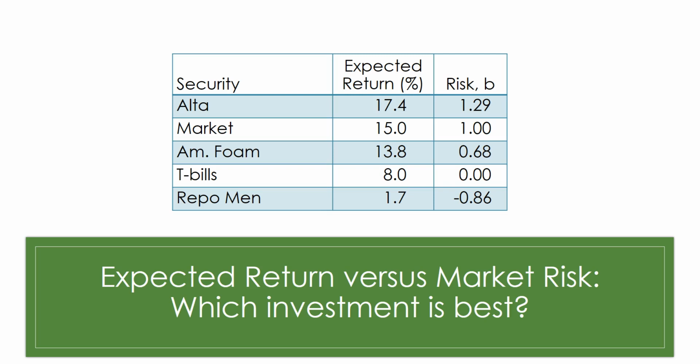Repo has a negative beta. That means it's moving counter to the market. So when the market is doing well, Repo is doing poorly. And it is less responsive than the market as a whole, because when we look at the absolute value of that, it would be 0.86. So that means it's less than 1. So it would be less responsive than the market as a whole. But the negative sign means it's moving in the opposite direction.